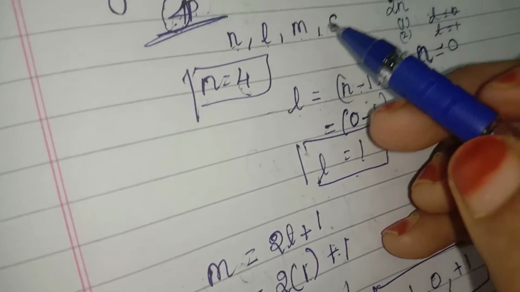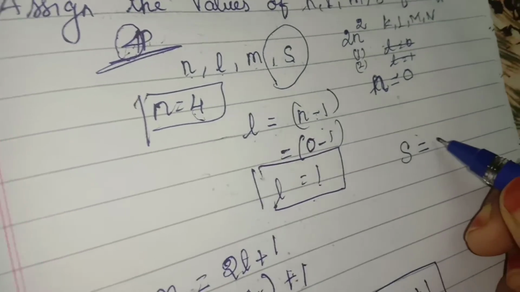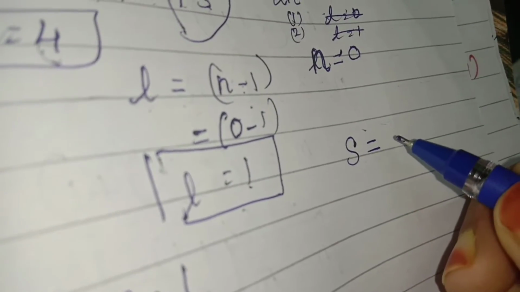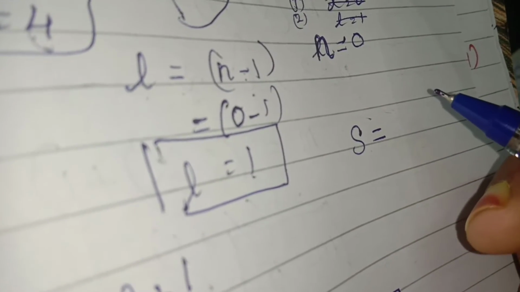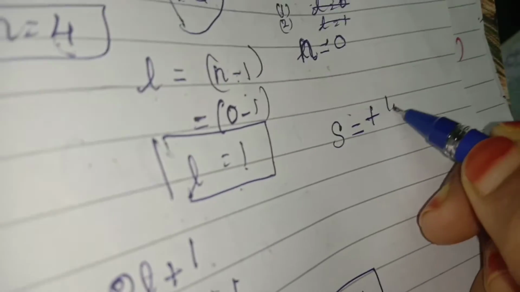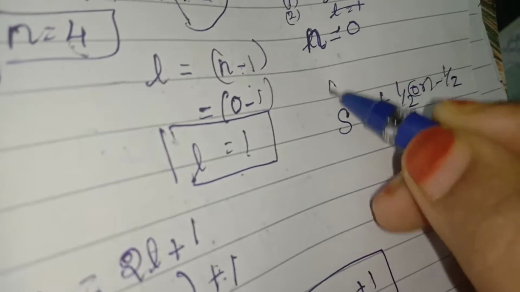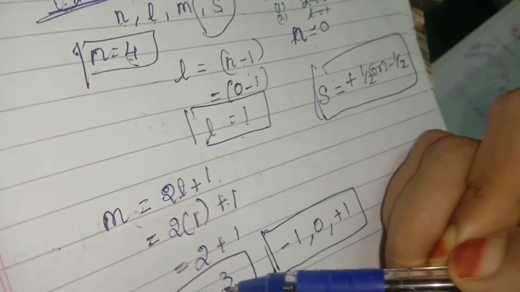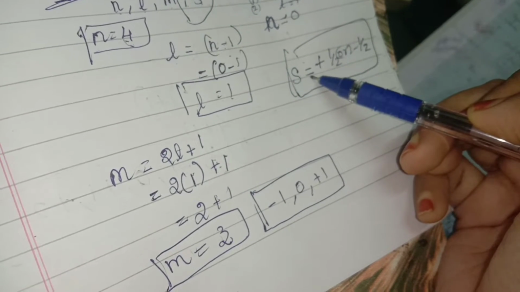And finally, we have to calculate the spin quantum number. We already said the spin value. According to which term do we write the spin value? The electron will revolve around the nucleus clockwise or anti-clockwise, so it will be plus or minus. So these are all the 4 values for N, L, M and S, and these are all the orientations.